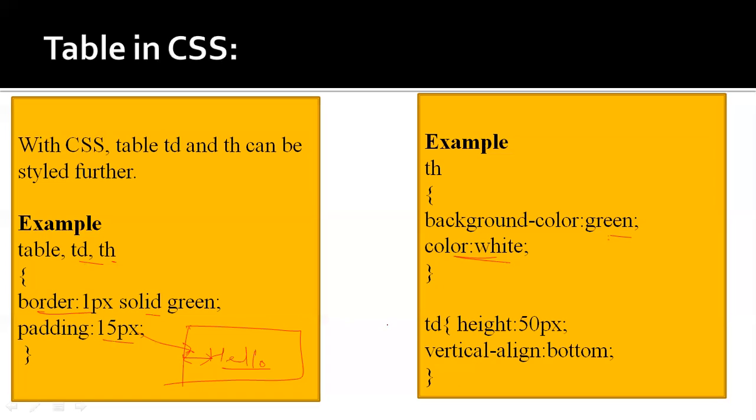Then next, TD height 50 pixel, vertical align bottom. It means for table data, height is set to 50 pixels and vertical alignment of the text is bottom. You can write here bottom, top or middle.